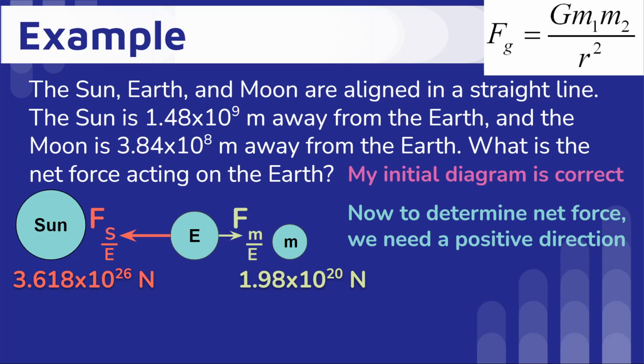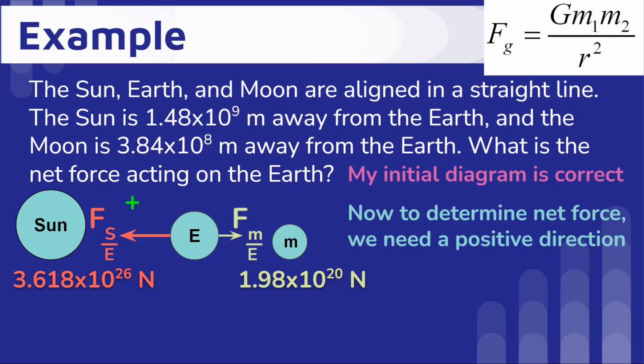Please note also that my diagram that I drew is correct because when I solved for these two numbers, this force from the sun on the earth is larger than the force from the moon on the earth. So the fact that I drew my arrows different lengths, I just checked that. I made sure that it was right. It is. Okay, I don't know if it's perfectly to scale, but this one is bigger than this one. Okay, but we need to start by finding a positive direction so that we can find our net force.